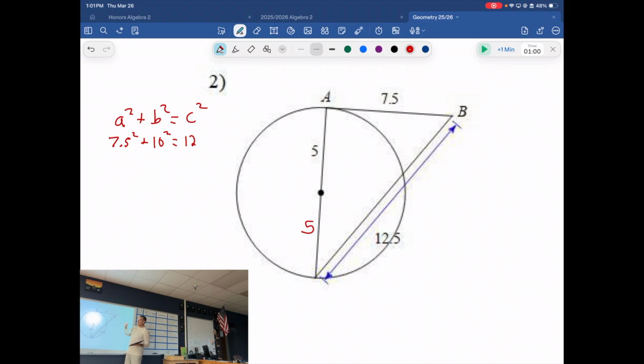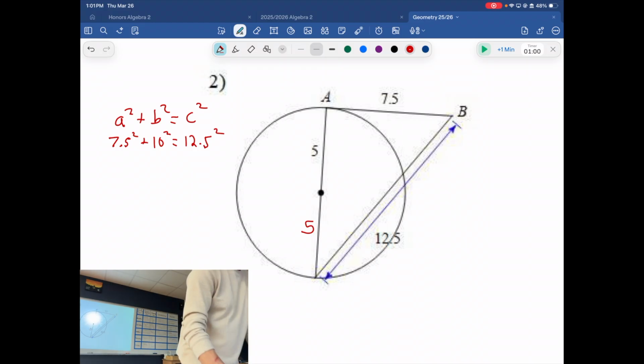So I worked it out in my brain first, tried to make sure I had everything that I needed. Once I had everything that I needed, then I went forward with it. So 7.5 squared, I have no idea what that is. 56.25. 10 squared, I know that's 100.